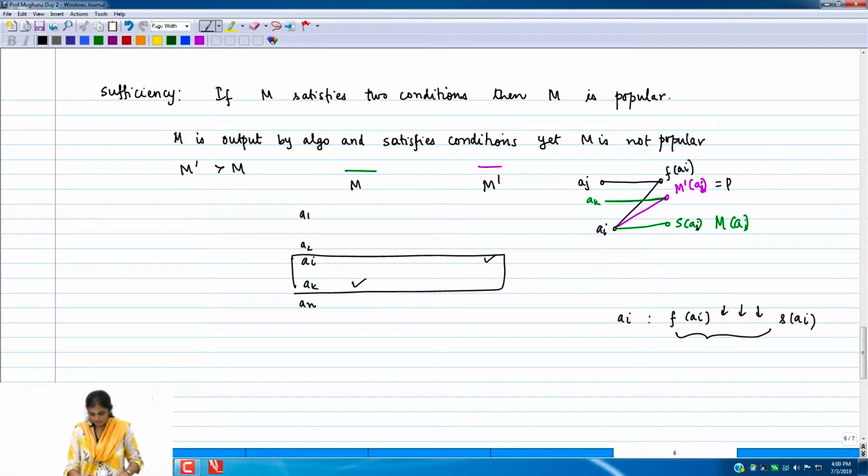So therefore, now we know that if we output such a matching, and the matching satisfies both the conditions of the theorem, then they were necessary, they are also sufficient. That is, if this is a matching that satisfies these conditions, then M is popular.